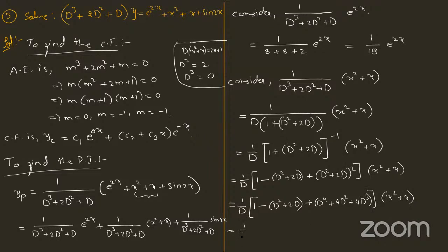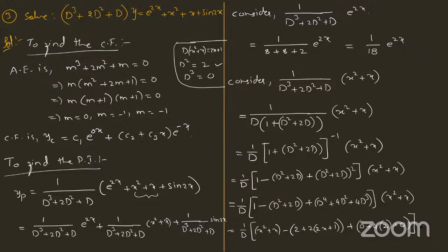See, now let's write it. 1 by d into 1 operating on this, it is x square plus x minus d square of x square plus x. See how much you got it, 2. I'm substituting that 2 here. Plus 2 times d of x square plus x. You see, it is 2x plus 1. Plus, now this is interesting. D power 4. See, d cube itself is 0. So automatically d power 4 is also 0. Fine. Plus 4 into d square. See how much is d square? It is 2 plus 4 times d cube is also 0. So let me just take this as 0.